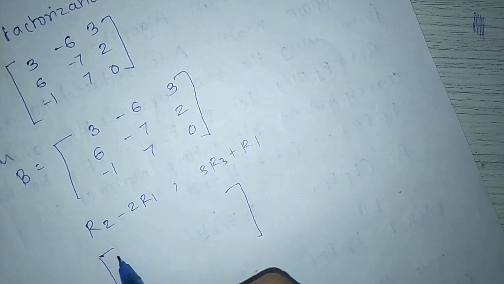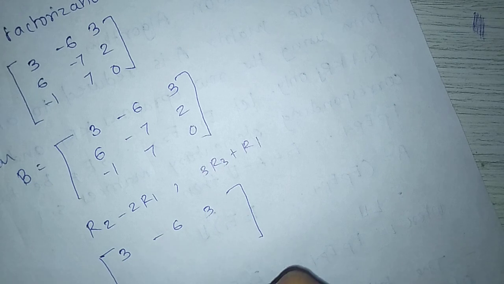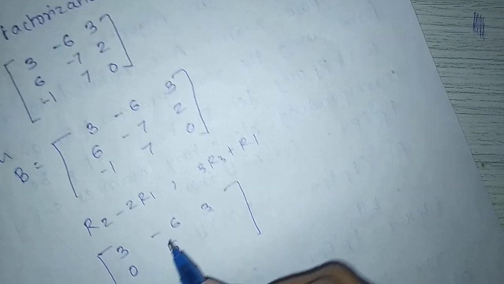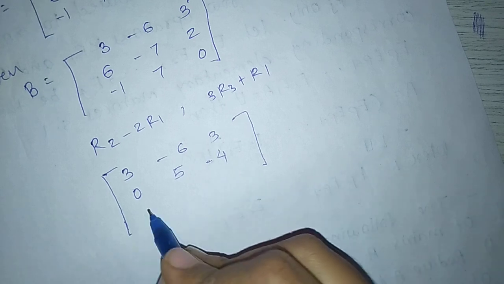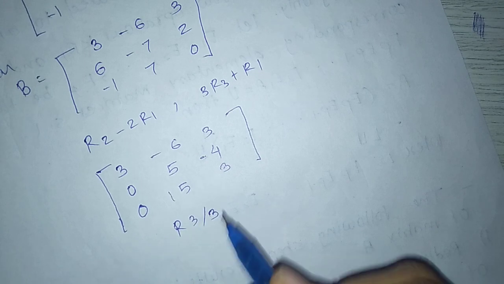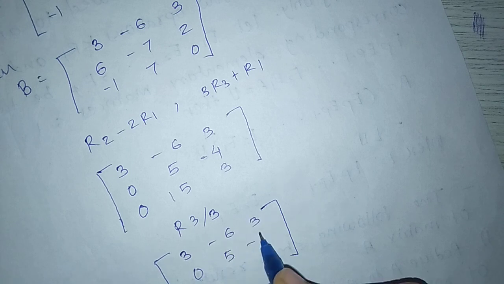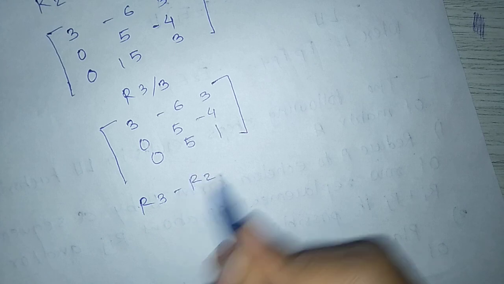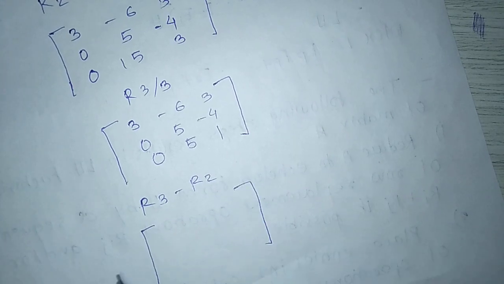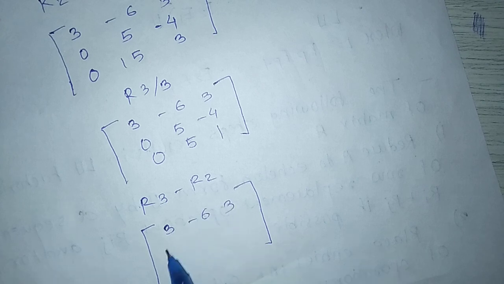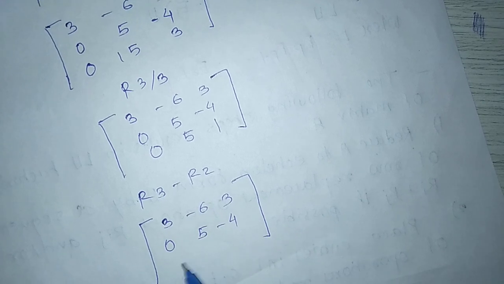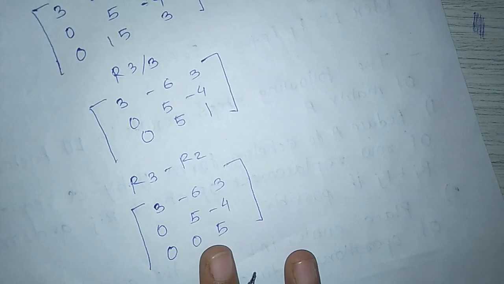First row as it is, 3 minus 6 3. Second and third rows become 0 5 minus 4 and 0 15 3. Next row operation is R3 upon 3. First two rows as they are, 3 minus 6 3, 0 5 minus 4, and 0 5 1. Next row operation is R3 minus R2. We get first two rows as they are, 3 minus 6 3, 0 5 minus 4, and the third row becomes 0 0 5.